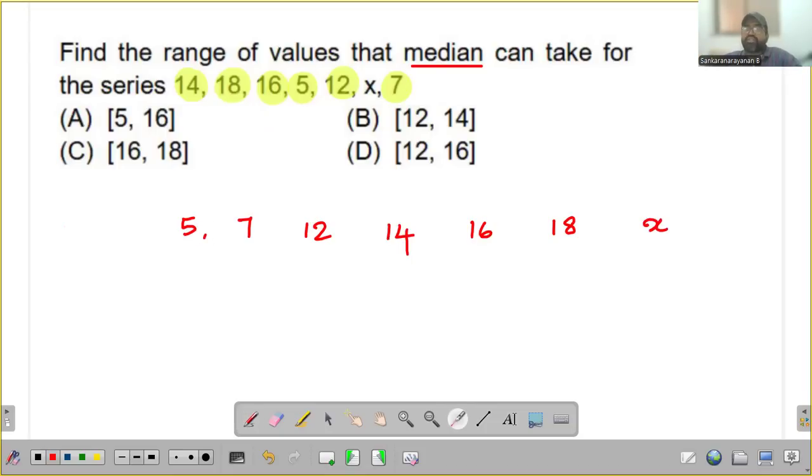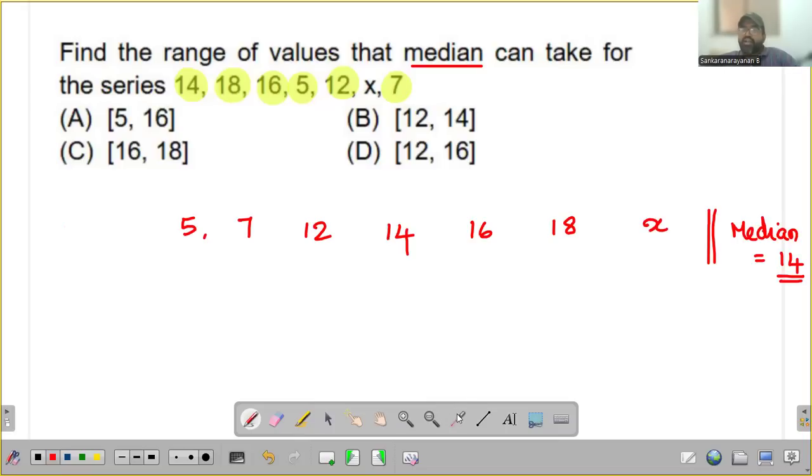So the number of observations is 1, 2, 3, 4, 5, 6, 7. 7 observations are there. So median means what? 7 plus 1, 8, by 2, 4. The fourth observation will be the median. 1, 2, 3, 4. In this case, the median is the fourth observation, and I can see that it is equal to 14.